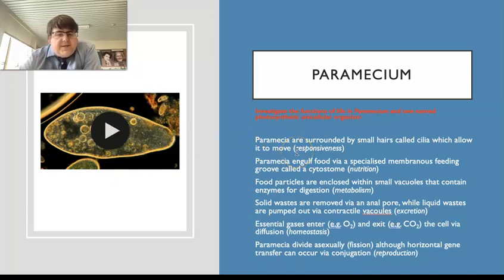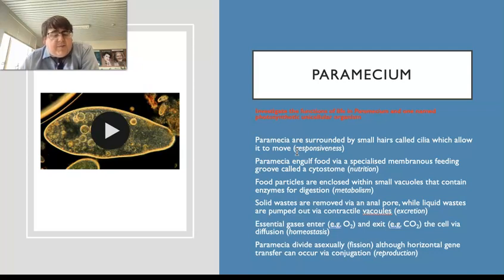So Paramecium, they're surrounded by small hairs called cilia, which allows it to move, so that's their responsiveness. Paramecium will engulf food via a specialized membranous feeding groove called a cytosome. That's how they get their nutrition. Food particles will be enclosed within small vacuoles that contain enzymes for digestion. Digestion is a chemical reaction of metabolism. The solid wastes are removed via an anal pore, while liquid wastes are pumped out through contractile vacuoles. So that's how they're excreting.